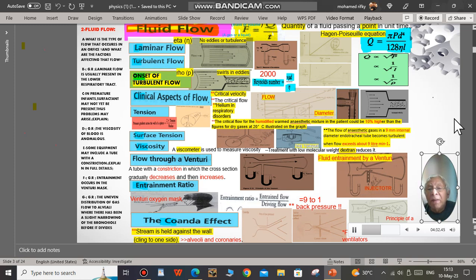The surface tension present in the alveoli definitely correlates to what we call the collapse of the alveoli, which occurs in newborn babies.